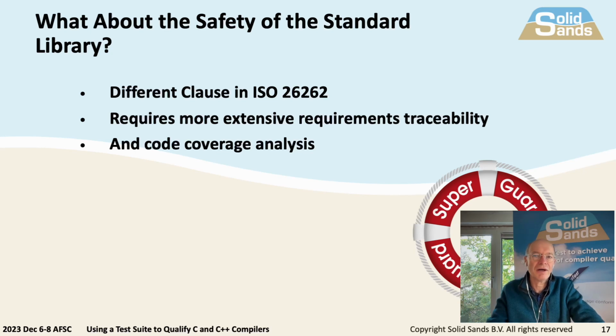So for now we've talked about compiler qualification, but the language implementation actually consists both of the compiler and the library. What about the library safety? Well, library safety is a bit different. It has a different clause in ISO 26262, actually complete part, and it requires more extensive requirement traceability. We have to be more careful about the exact requirements. We also have to show coverage of the library, and so that is a more extensive process, still doable, and we support that with a different product called SuperGuard.